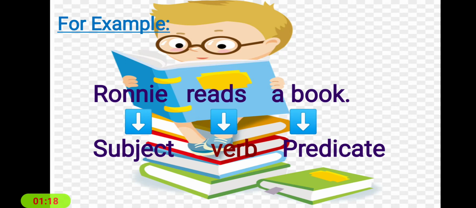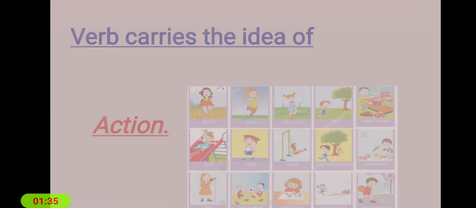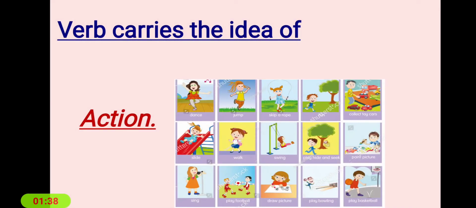So here what action is taken place? Reading. Yes. And who is reading? Ronnie. So subject is followed by verb, that Ronnie reads a book. Now let's see the functions of verb. So verb carries the idea of action. You can see lots of examples of action on your screen, like Reena is dancing, Suman is jumping, my elder sister is singing, etc.